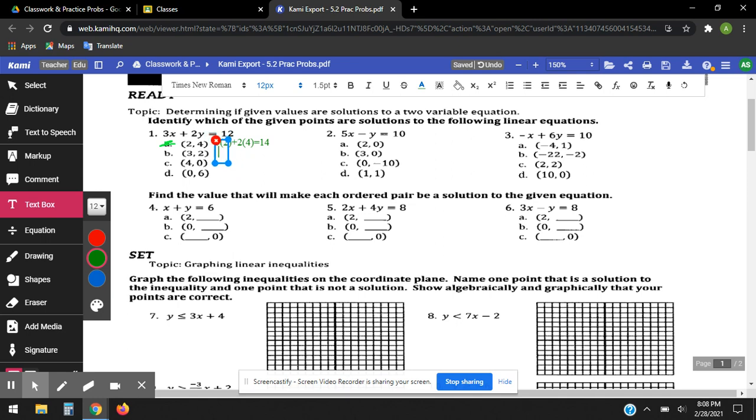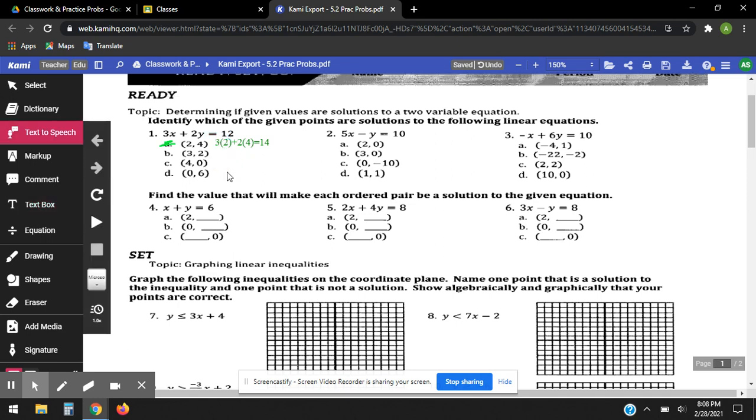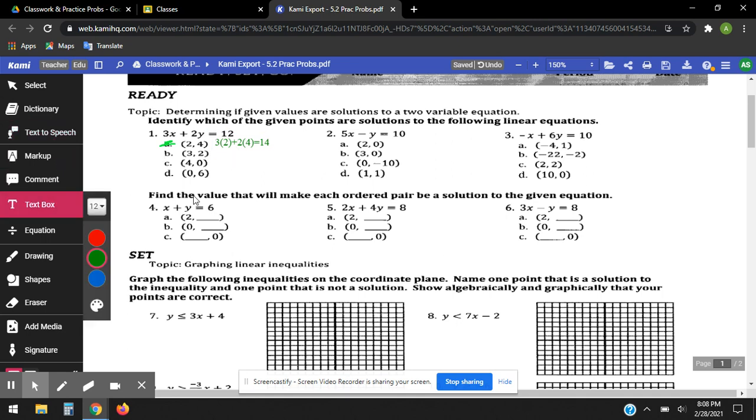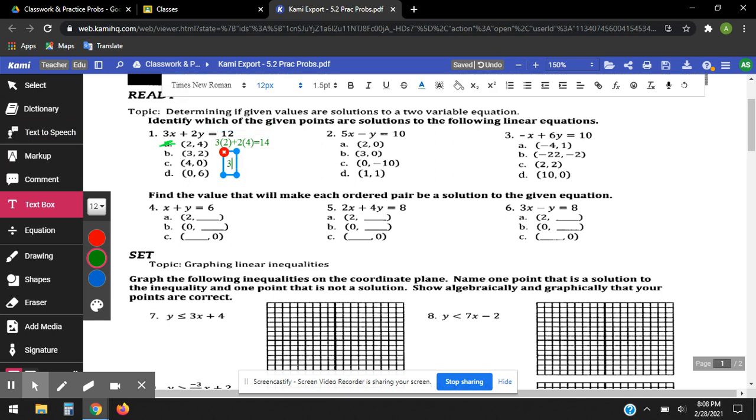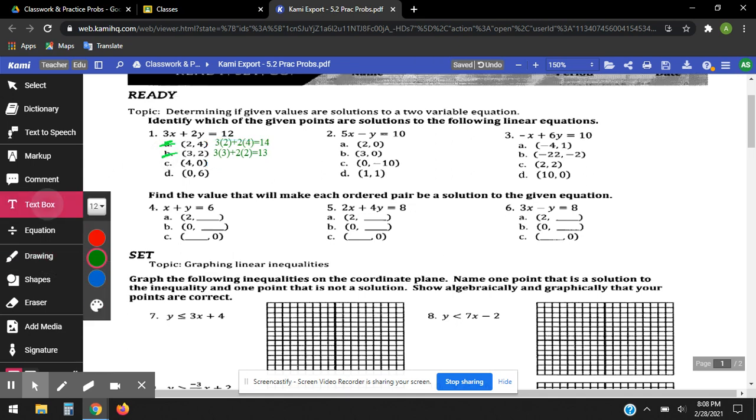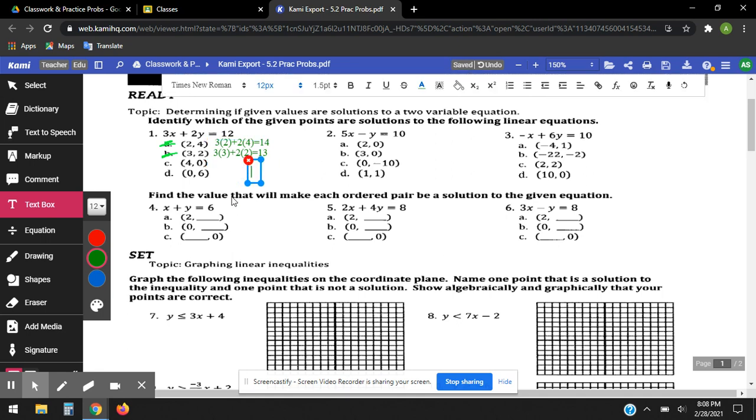All right, let's scoot that one up to be under here. Okay, so now I'm going to do 3 times 3, because that's my x this time, plus 2 times 2, and that equals 9 plus 4 is 13. Oh, that does not satisfy our equation because we need it to equal 12. Go ahead and mark that one. It's not working. All right, next one.